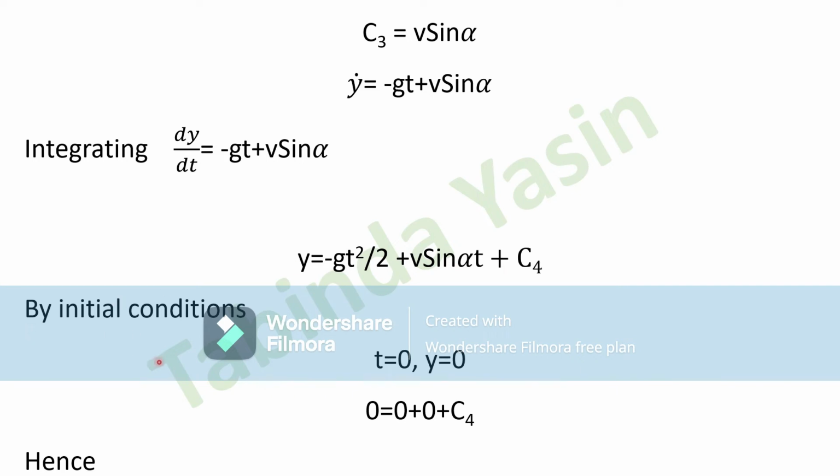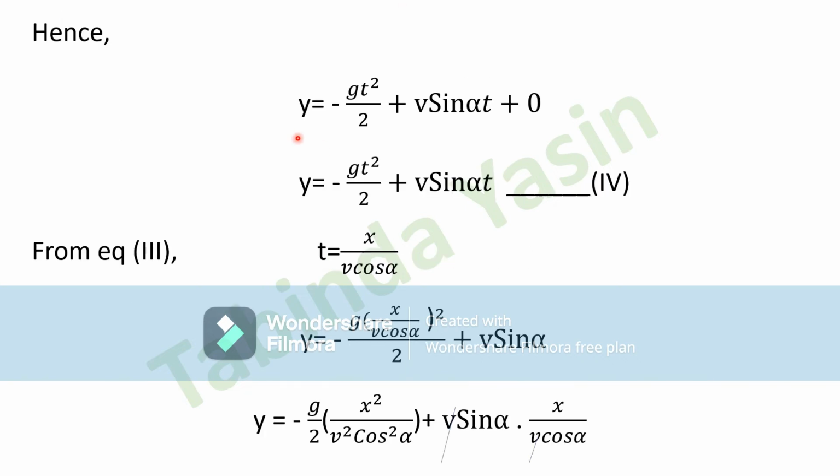Now again applying the initial conditions, t is equal to 0 and y is equal to 0. When time is 0, the height y is equal to 0. So substituting 0 here, we get c4 plus 0 plus 0 is equal to 0. Hence y is equal to minus gt square over 2 plus v sin alpha t plus 0. Y is equal to minus gt square by 2 plus v sin alpha t gives equation number 4.